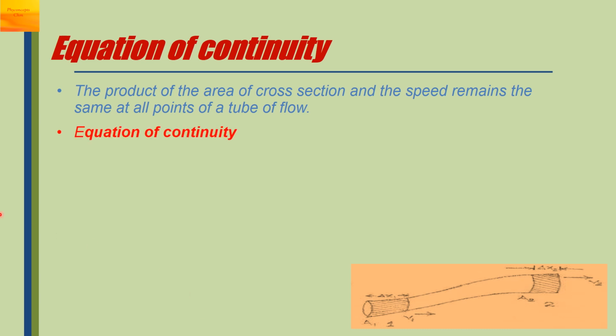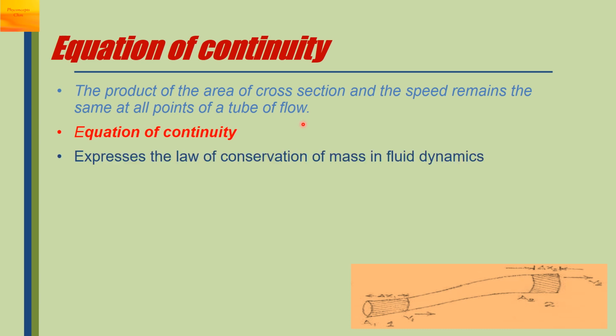So we can write down the equation of continuity. It is a product of the area of cross section and the speed. It remains the same at all points of a tube of flow. This is the equation of continuity. It expresses the law of conservation of mass in fluid dynamics.